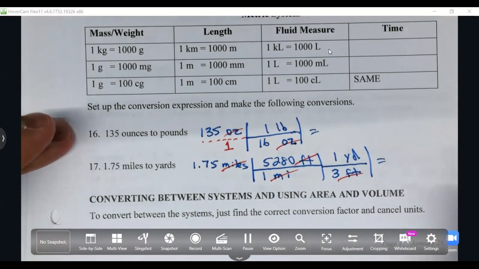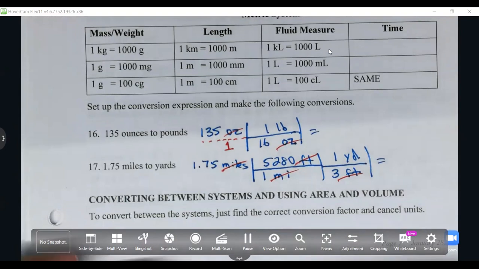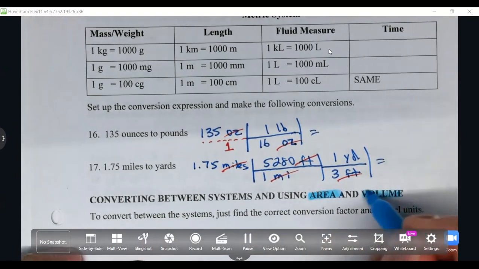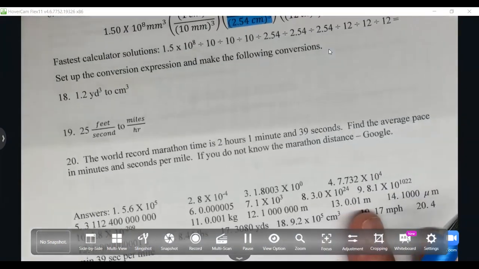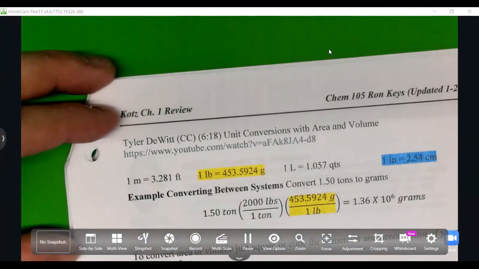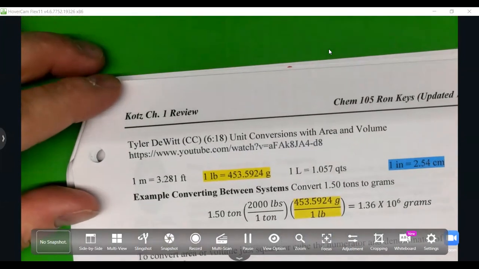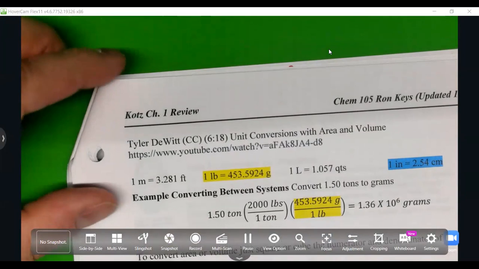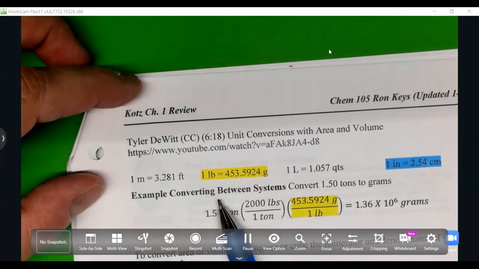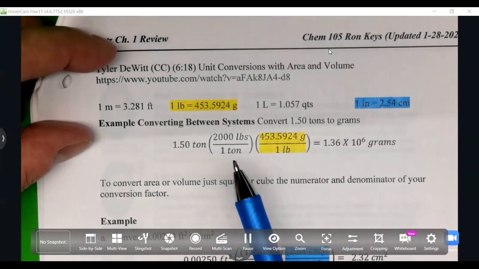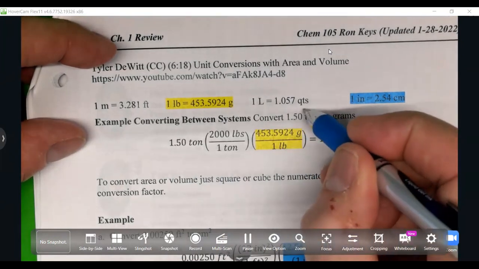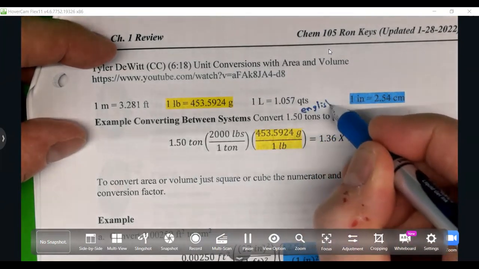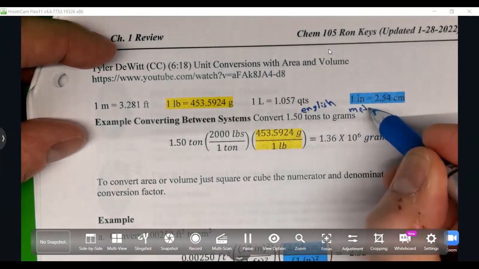All right, let's go to the next page. The next page involves area and volume. And it goes between the units, but let me do, we'll look at this example here first. So I've got this labeled converting between the systems. This is English. And this metric.